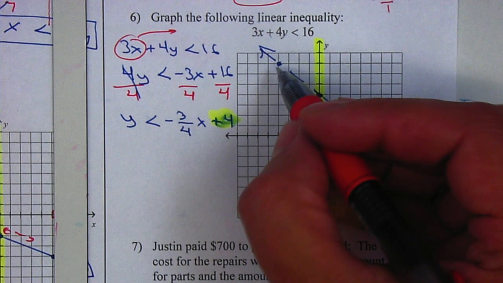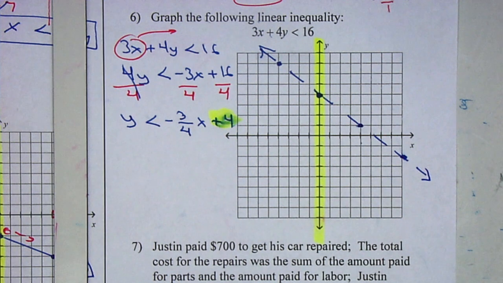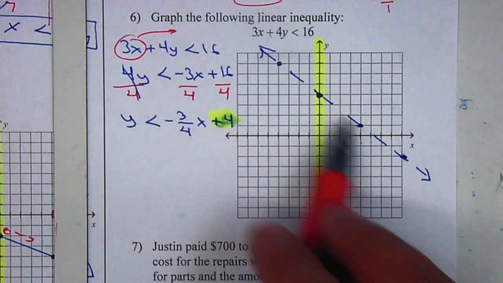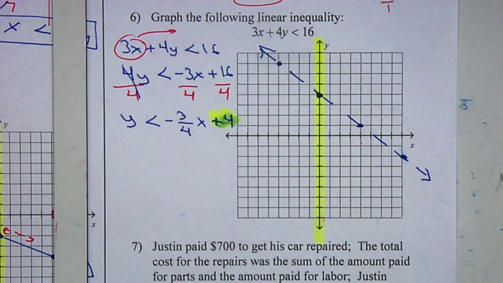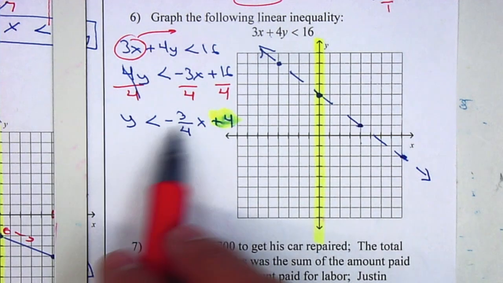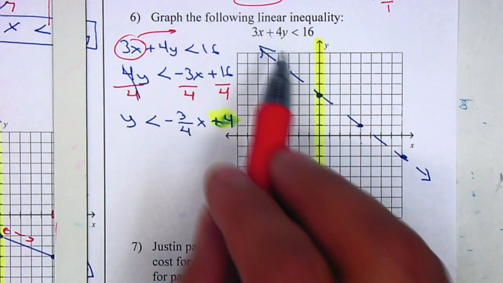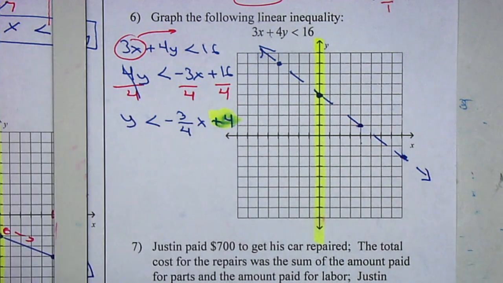Remember, the points that are on the line, are they part of the solution? No. If this is a dashed line, the reason that we place it as dash is because those points that are on the line are not part of the solution. If it was a solid line, because it was less than or equal to, then those points would be part of the solutions as well.